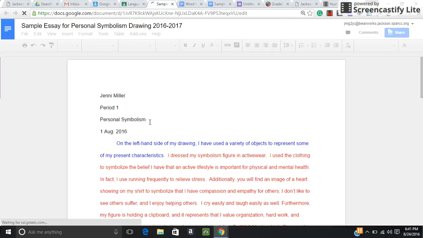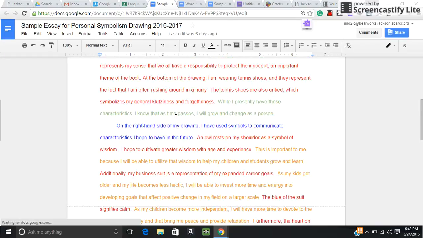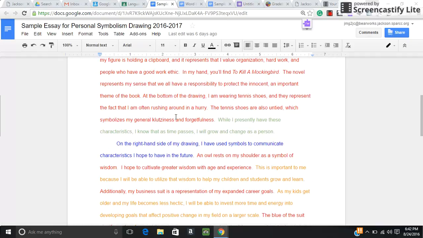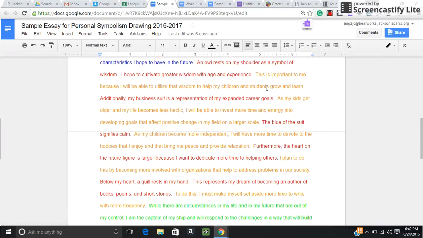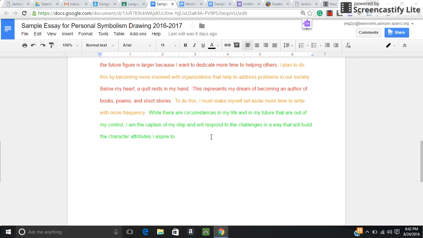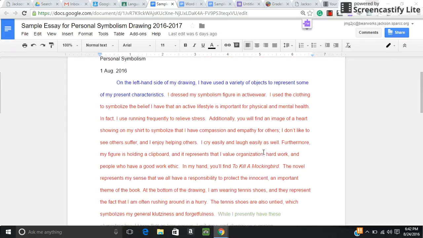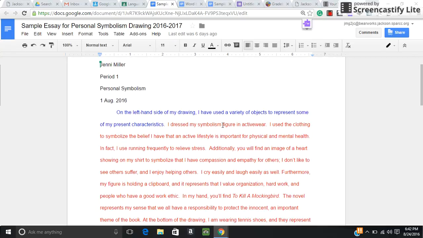You're going to notice that it's color-coded, just as I color-coded it in the directions. So you've got your blue topic sentences, your red symbols and explanations, and then you have your orange how or whys. You have a green conclusion, and then I also have a nice little transition sentence here. So let's start by reading the first paragraph.